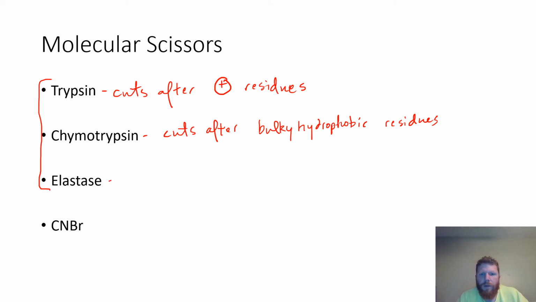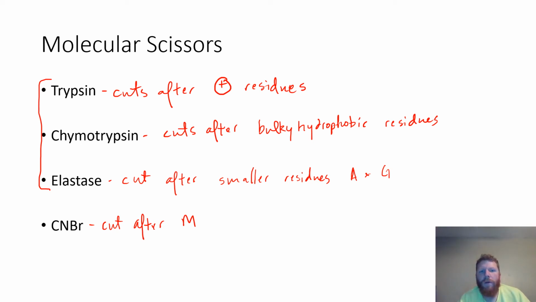And elastase is going to cut after smaller residues. An example of that would be something like alanine and glycine, ANG. It will also cut after other residues. In your PowerPoint presentation, I showed you more specifically those specific substrates. Cyanogen bromide is going to cut after methionine. Now, for these enzymes, the one thing that you need to keep in mind is an exception to the rule. These are going to cut after positively charged residues, bulky hydrophobic residues, and after smaller residues.